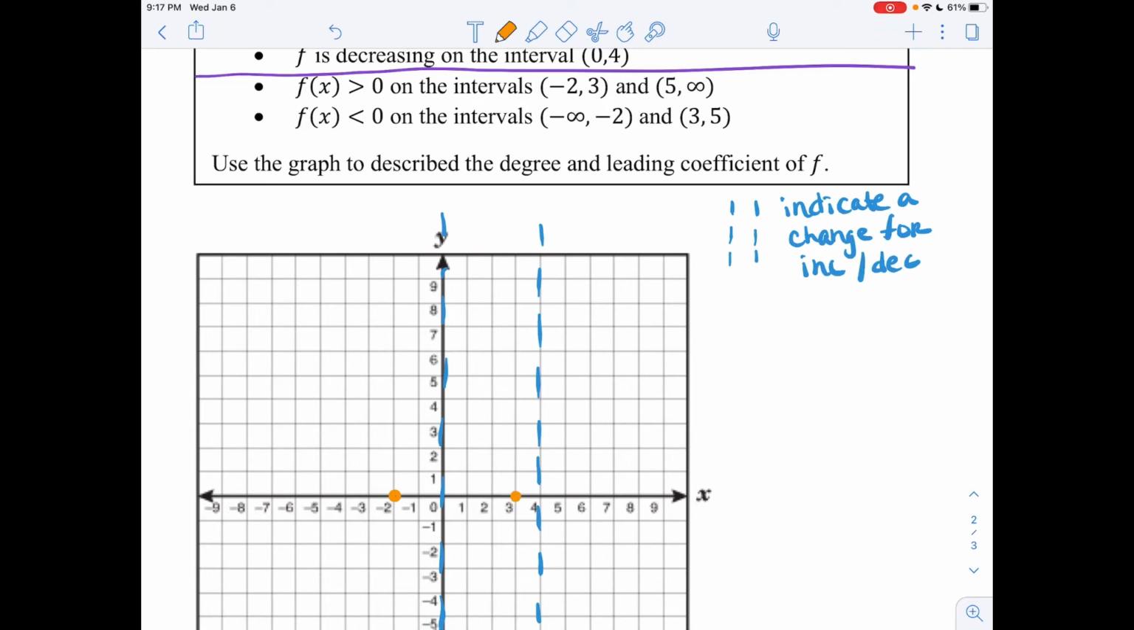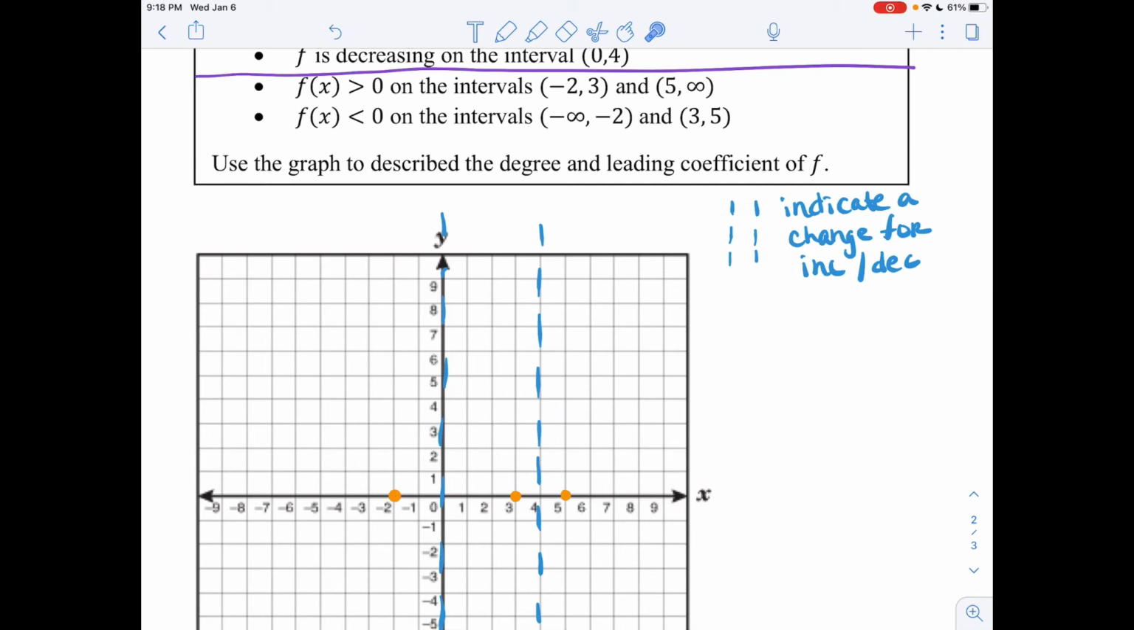So from negative 2 to 3. Remember, this is not an ordered pair. This is an interval in the x direction. So I'm just plotting some points here. It also says that from 5 to infinity, we are above the axis. So I'm going to put another dot at 5 because I know that from that point and then all the way to an x value of infinity, my graph is going to be above the x-axis. All right, so from negative infinity to negative 2, we are below the x-axis. So again, this negative 2 is that critical point. We'll be down here somewhere to the left of it and up here somewhere to the right of it.